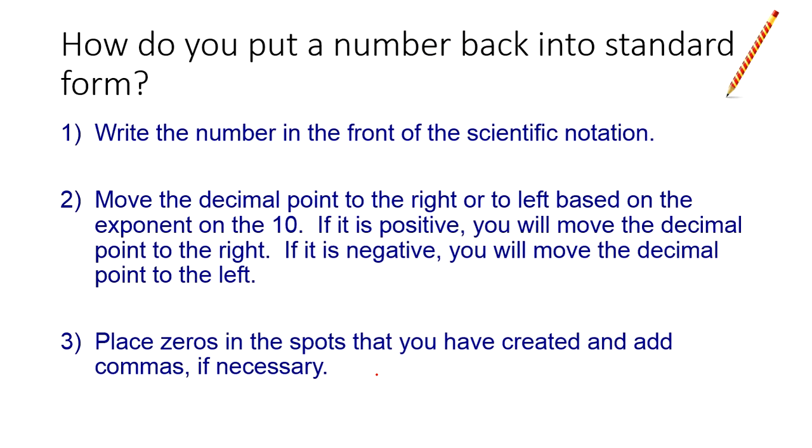Alright, how do you put a number back into standard form? So what if I have a number in scientific notation, what are you going to do? So first of all, you're going to write the number in the front of the scientific notation. That's the coefficient, or the 3.5, or the 3.0. Then you're going to move the decimal point to the right or the left based on the exponent on the 10. If it's a positive exponent, you're going to move the decimal point to the right because you want a small number to become big. If that exponent is negative, you're going to move to the left because you want that big number to go small. Then you're going to place zeros in the spots that you've already created and then add some commas if you need to. Let's try a couple of examples.